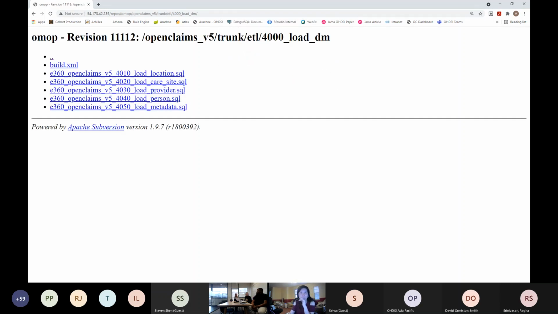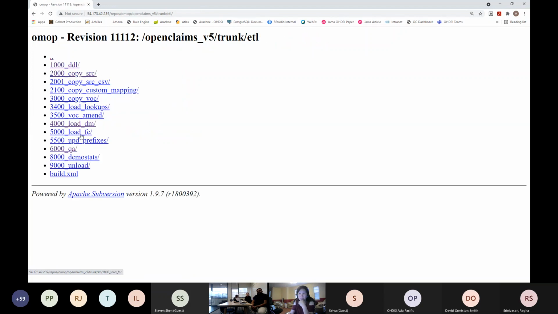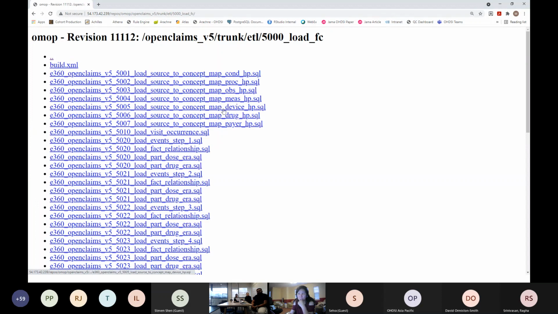Yay. So here you can see with this one, we're loading in certain ones. We have this XML built because that's how we tied this to Jenkins. But again, that's a whole process that I would have to take a long time to show you guys, so I won't go into it. So you can see we have scripts in here. We're loading the location, the care site, the provider, person tables, right? And then the fact tables, you'll see there's a bunch more in here.